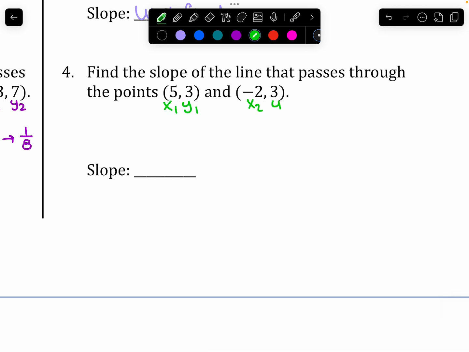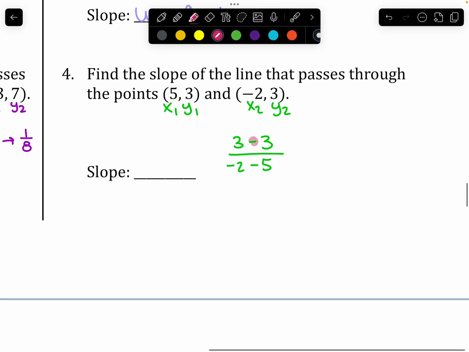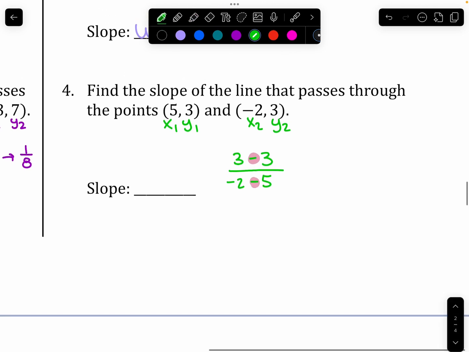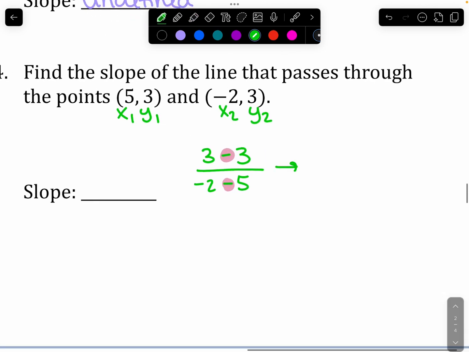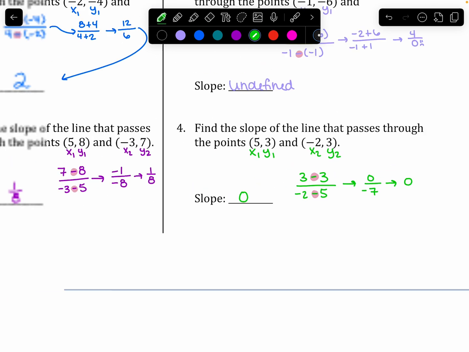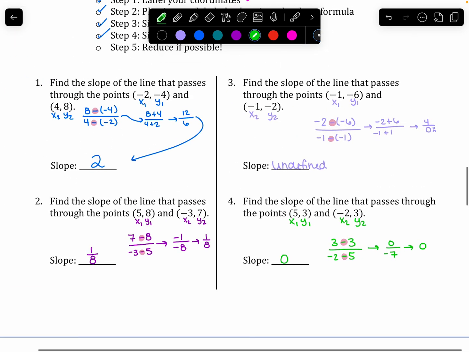Lastly, we will do x1, y1, x2, y2. This will be 3 minus 3 over negative 2 minus 5. This minus sign is from my slope formula. This will get me 0 over negative 7. 0 on top is okay. 0 over anything is fine. My final answer will be 0. And that is how you find the slope between two coordinates or 2 points.